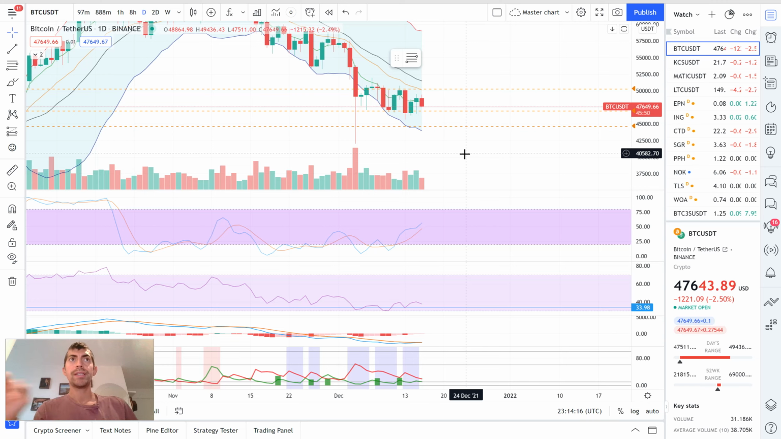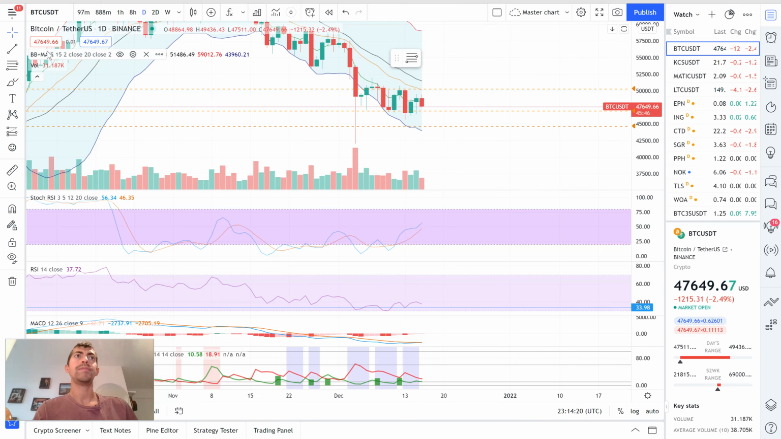So I'm only looking at the daily chart, as you can see, and these are the settings I use for the simple moving average, Bollinger Band, my stock RSI, and my slow stock RSI. My MACD settings are 12, 26, 9, and that's the setting I use for the daily chart for Bitcoin in particular.